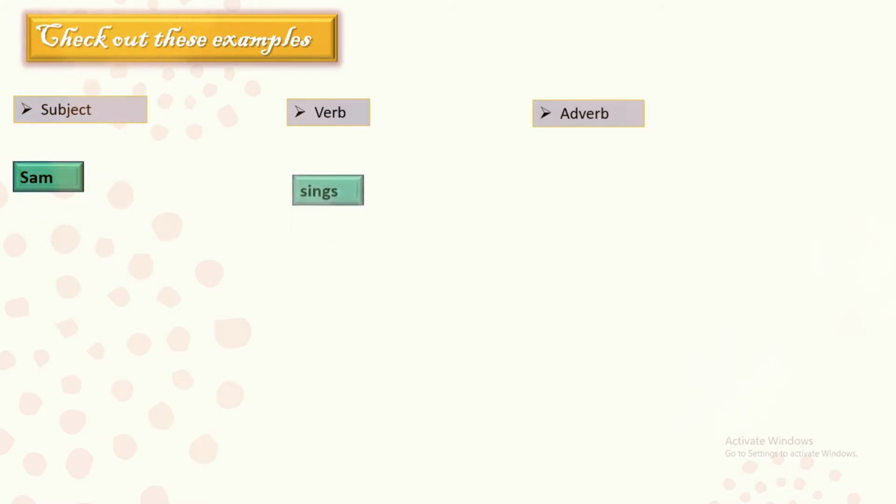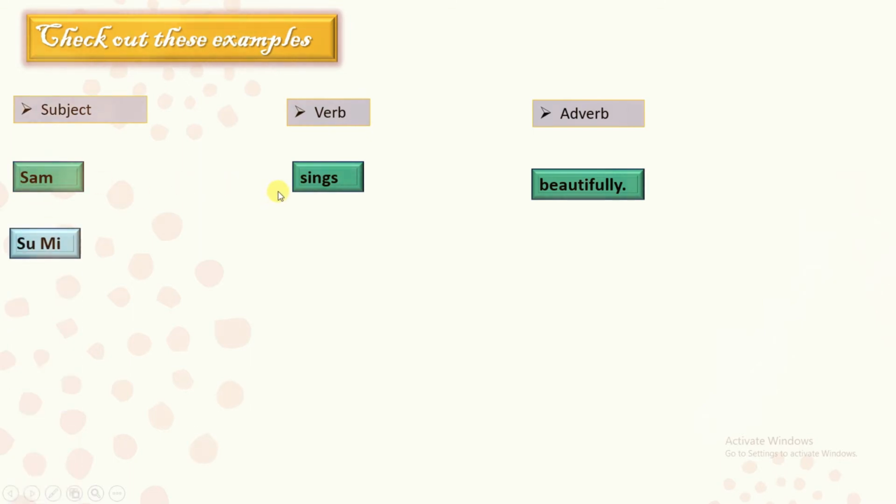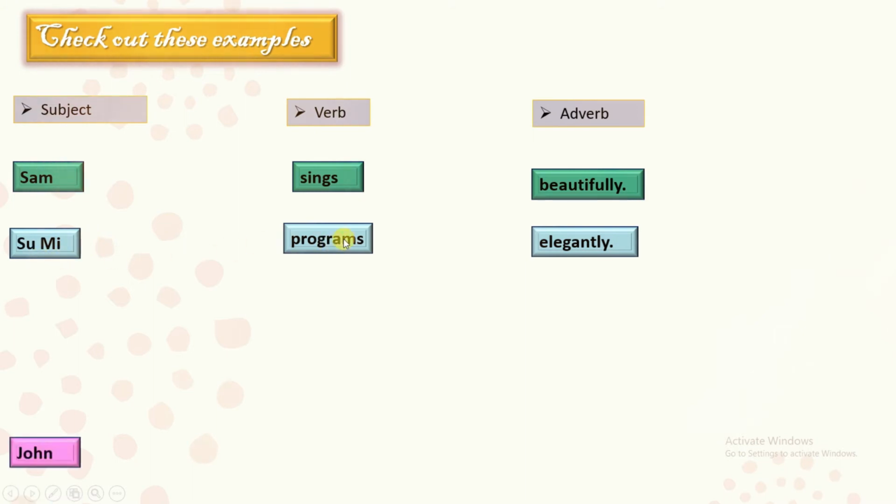Let's check more examples to understand the meaning of the adverb more. Here I have: Sam sings beautifully. So how does Sam sing? He sings beautifully. So this adverb adds more information about the singing of Sam. Sumin programs elegantly. Here again it adds more information about the way Sumin programs.